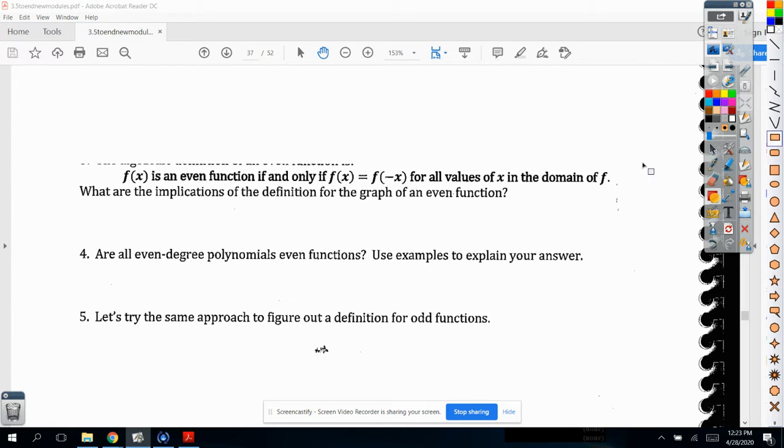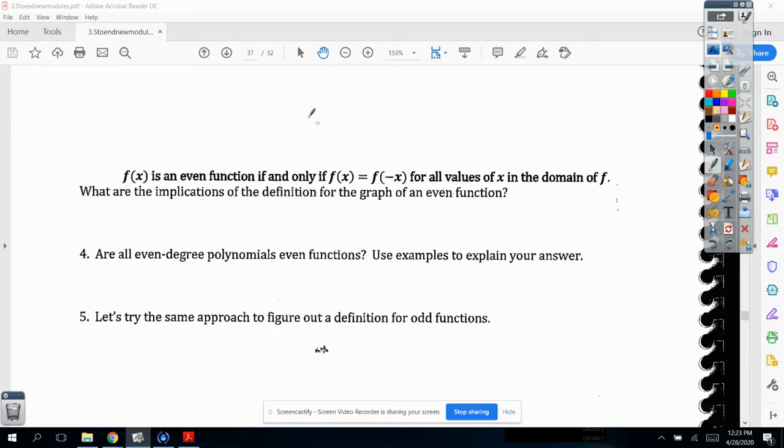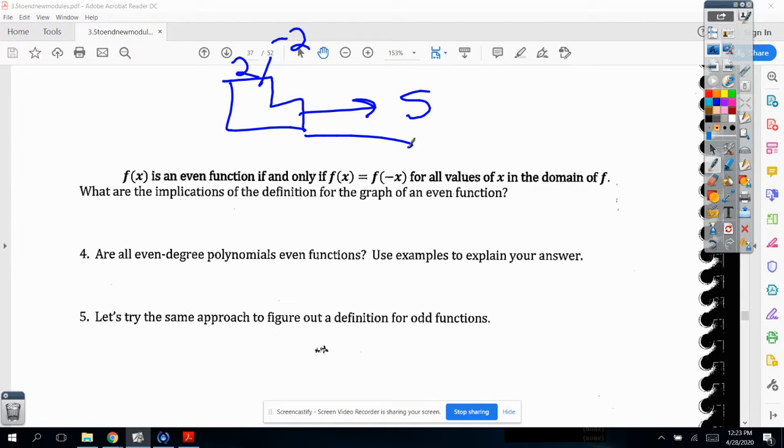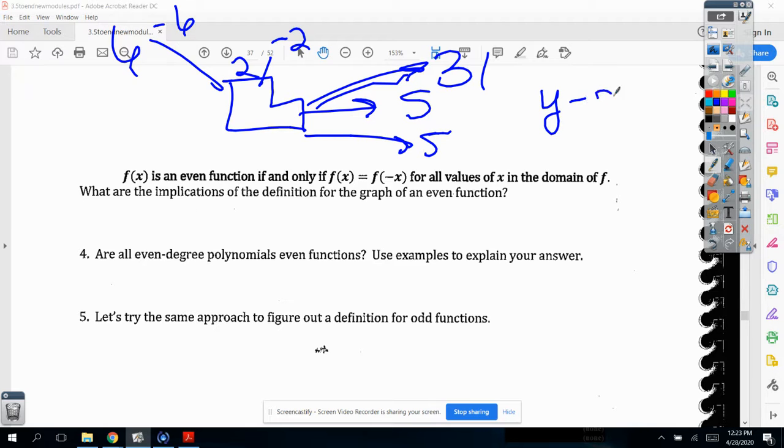For even functions, if you have a function machine, if you plug in 2 and you get 5, if you plug in -2, you're also going to get 5. If you plug in 6 and you get, I don't know, 31, if you plug in -6, you're also going to get 31. Because when you graph these guys, they have y-axis symmetry.